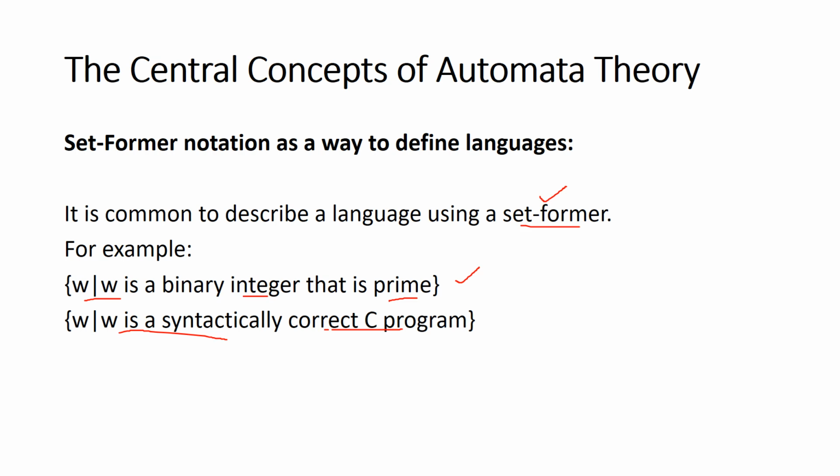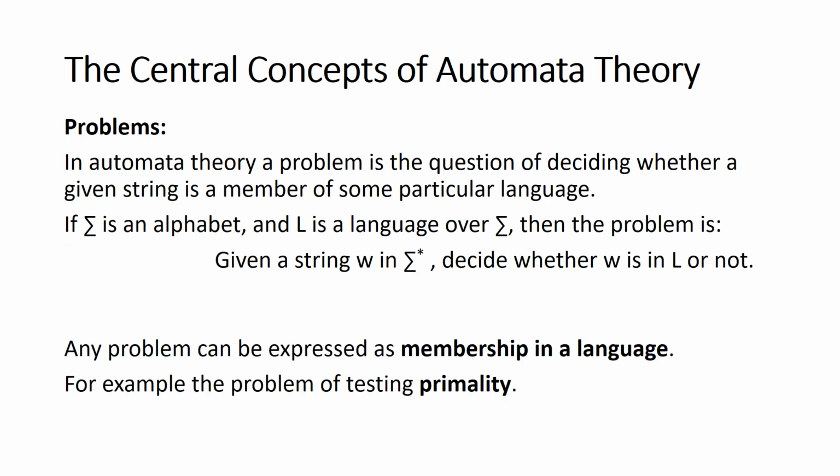Now let us look at how problems exist in automata theory. In automata theory, a problem is the question of deciding whether a given string is a member of some particular language. If sigma is the alphabet and L is a language over sigma, then the problem is, given a string in sigma star, sigma star, as we have discussed, is the Kleene closure, to decide whether the given string w belongs to the language L, which is a subset of sigma star, or not. So therefore, the problems in automata theory can be categorized as membership problems.